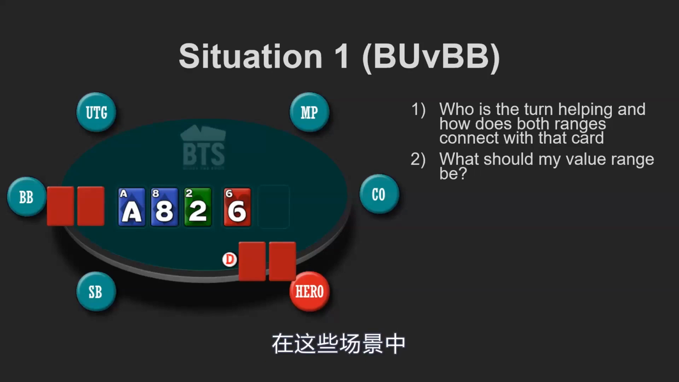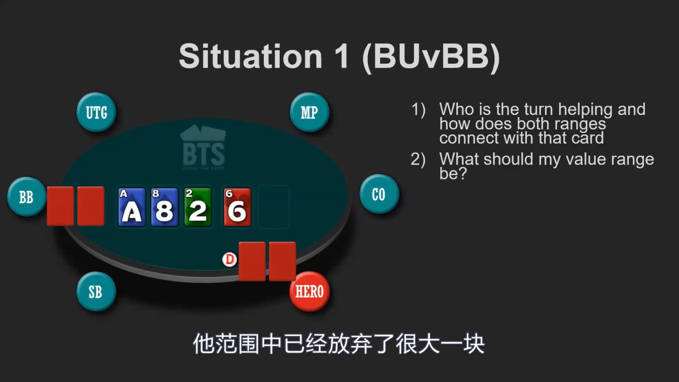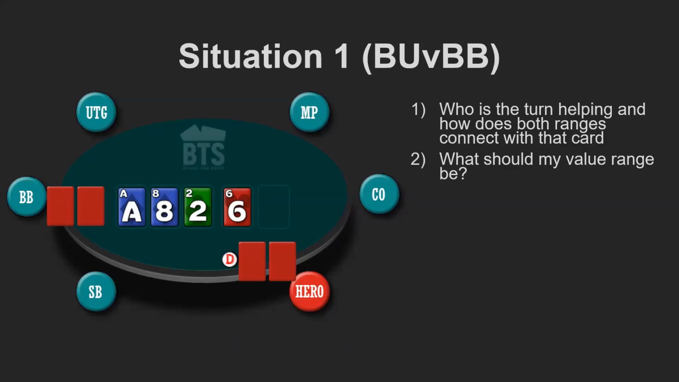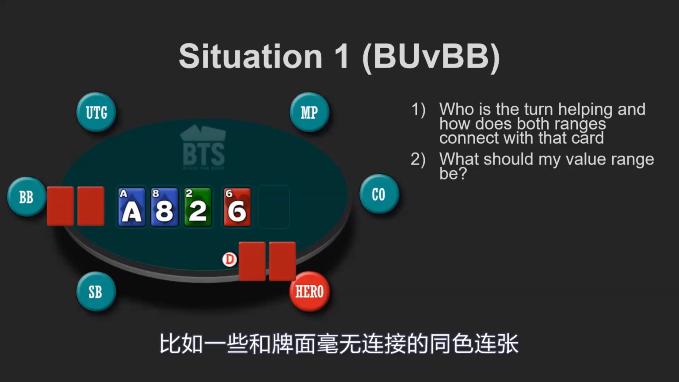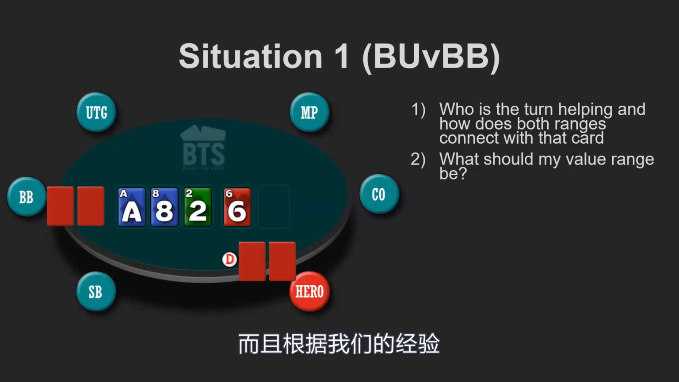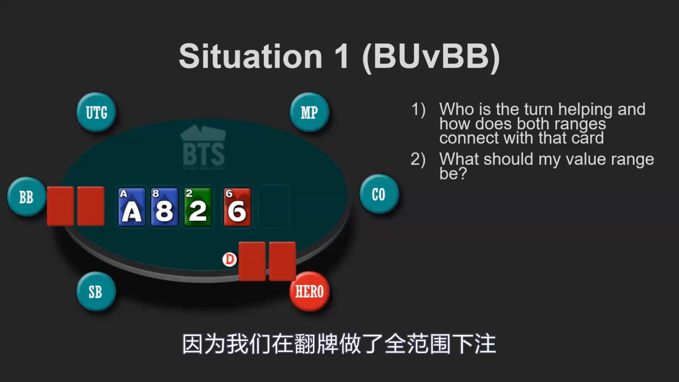In those spots, we have to take a look at both ranges. Whenever we bet our entire range on the flop, we will get to the turn with a wide range, so we will still have our entire opening range on the turn. When big blind calls, he's going to have folded a big portion of his range, some stuff that didn't connect with it. We can agree that big blind's going to be overfolding as well. So he's going to get to the turn with a pretty strong range, and we're going to be getting to the turn with a pretty wide range because we c-bet our entire range.